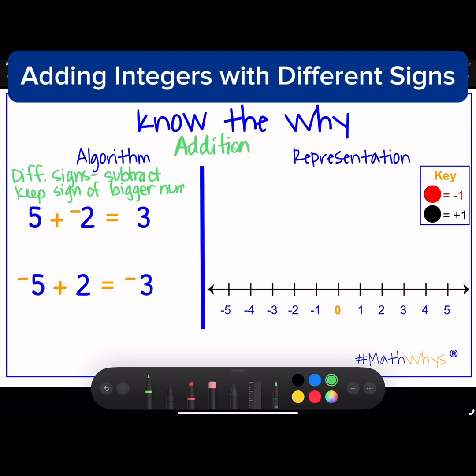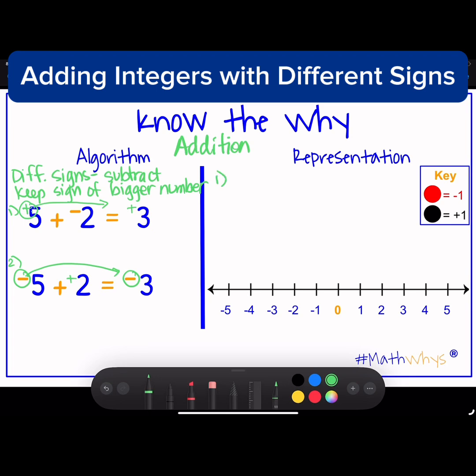And so this means, for example, in this first one we have here, we have positive 5 plus negative 2. And because 5 is greater than 2, we're going to keep the sign of the 5, which is positive. And then for the second one, we have negative 5 plus positive 2. And because 5 is greater than 2, then we're going to keep the sign of the 5, which is negative.